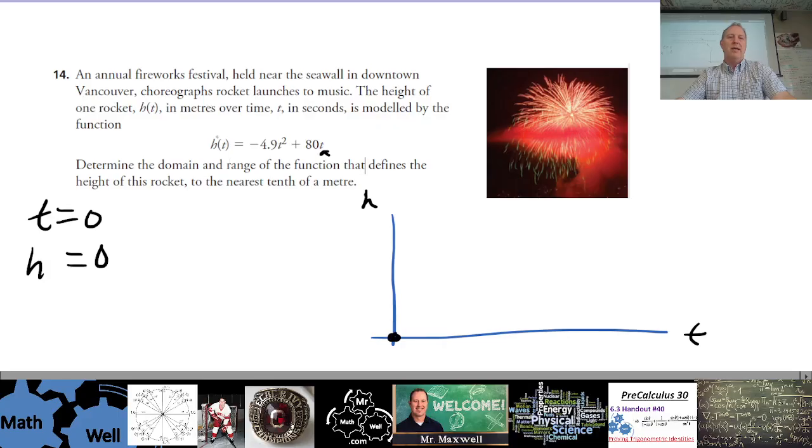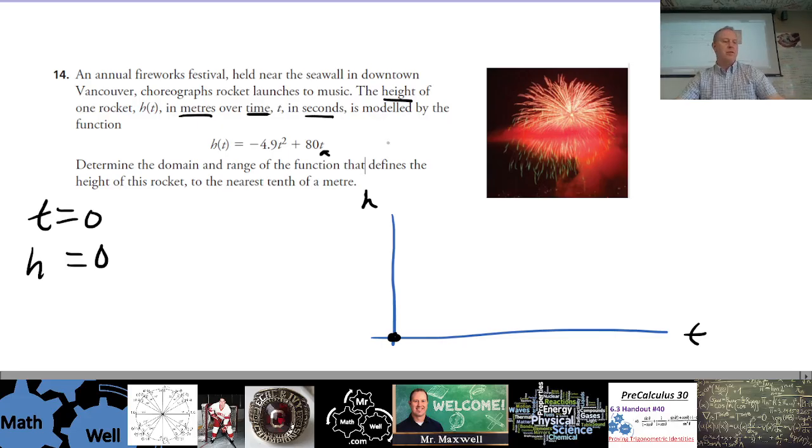So the h stands for height. Okay, h is height. The units are meters, okay? So the quantity is height, the units are meters. For t, the t is time, and the unit is seconds, okay?